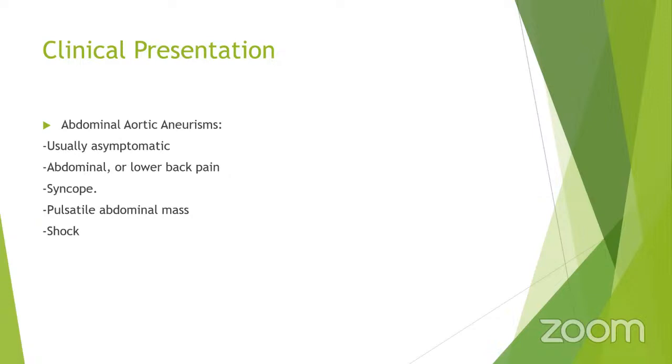A patient with a ruptured abdominal aortic aneurysm may present with a sudden onset of severe abdominal pain and hypovolemic shock. Patients could have normal vital signs in the presence of a ruptured abdominal aortic aneurysm due to the retroperitoneal containment of the hematoma.